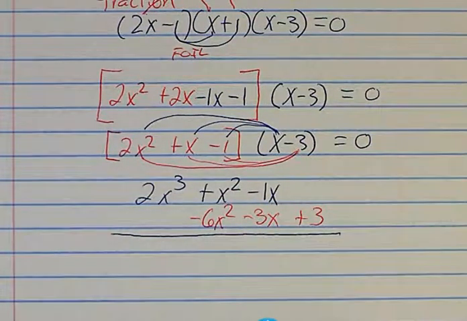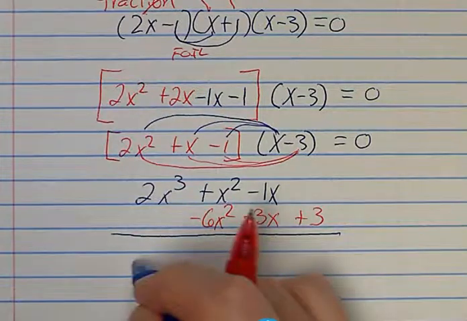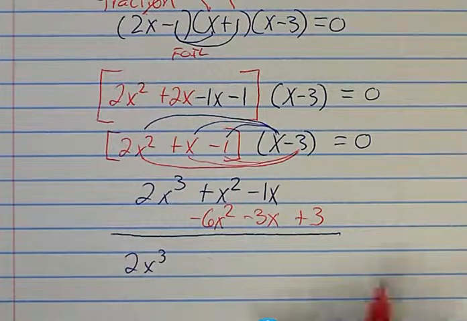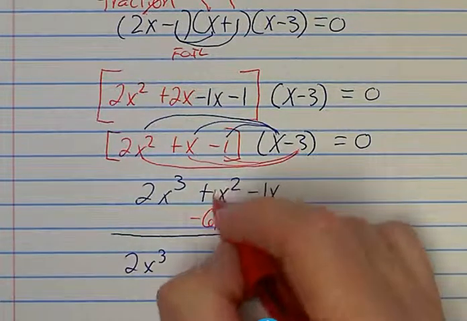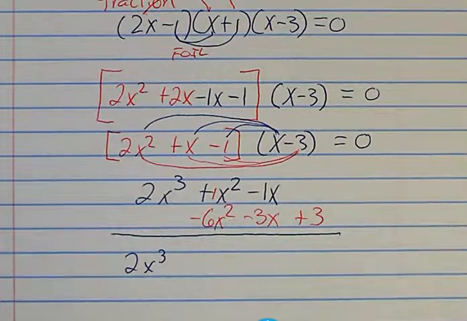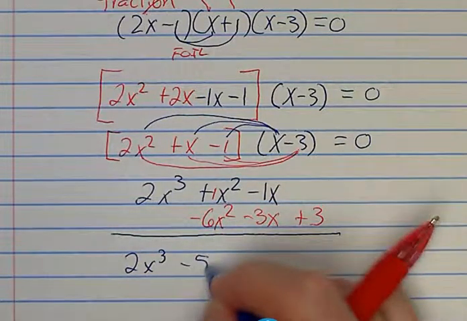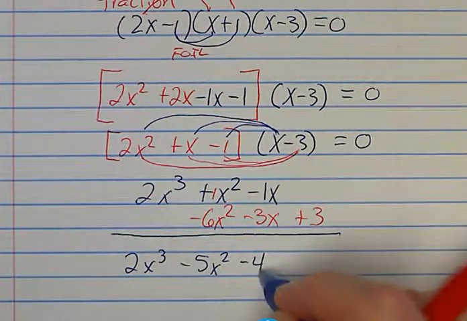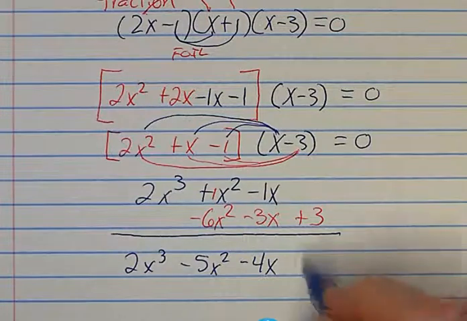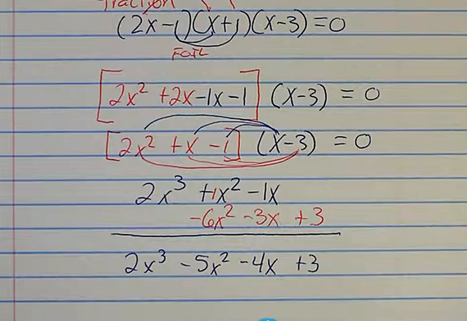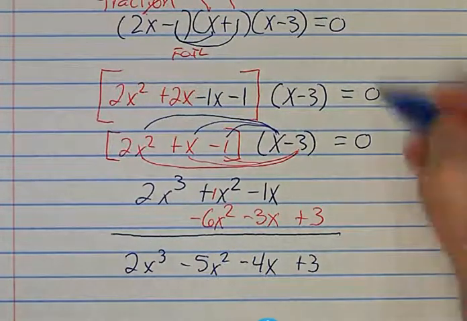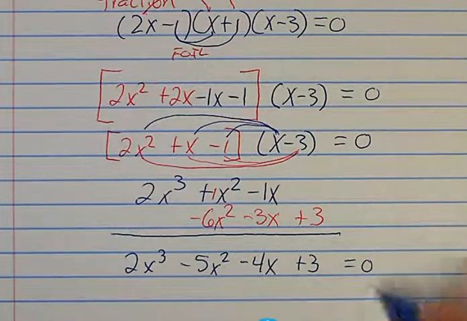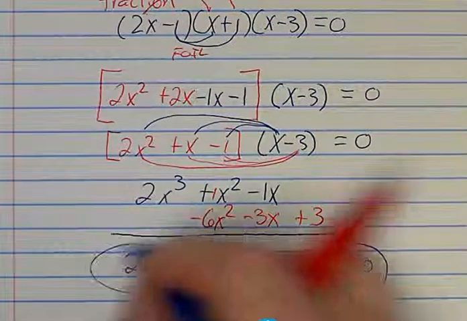And now you can just add it together. And that way everything's lined up. You don't have to move anything around. Just start adding and subtracting up and down. 2x to the third. You've got basically a 1 minus 6, so that would make that a negative 5 x squared. Negative 1 minus 3 is negative 4 with the x and then the plus 3. And they'll tell you to write it as an equation, so they should have an equal to 0 there somewhere.